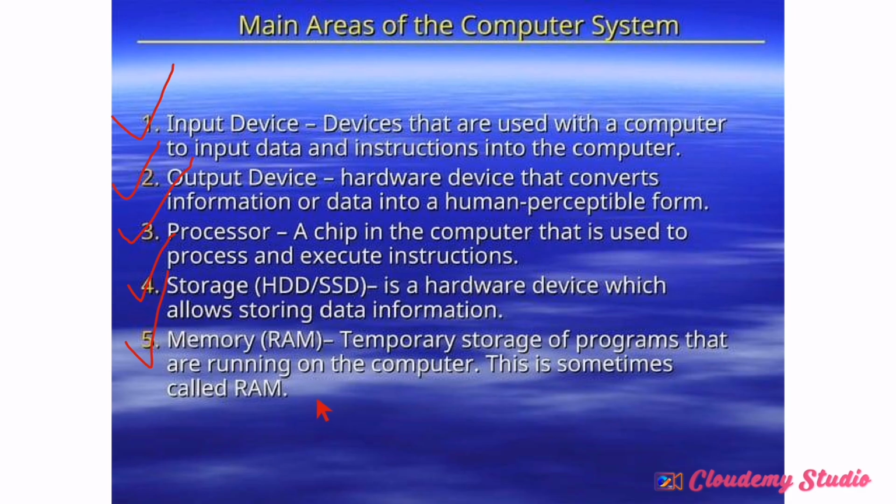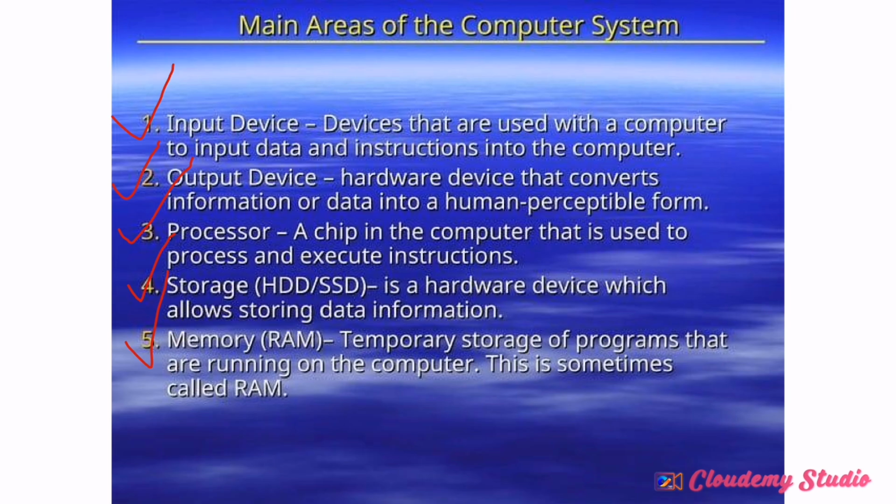Okay? That is random access memory. So RAM is temporary storage of programs that are running on the computer. This one is different from the hard drive. The hard drive mostly holds the information that we install, like software, operating systems, music, films, pictures.